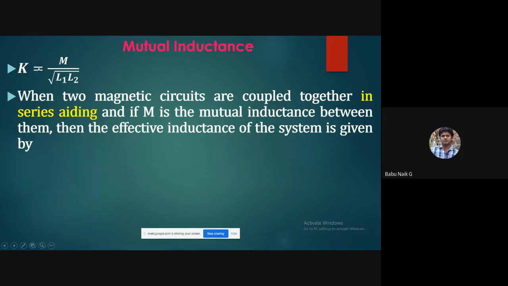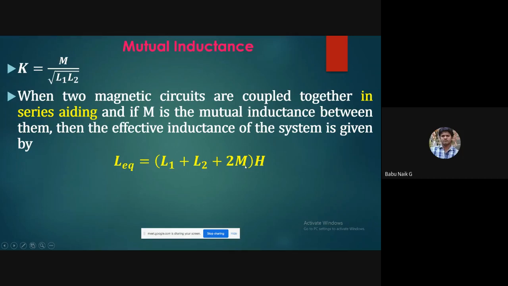Okay, when two magnetic circuits are coupled together in series aiding, and if M is the mutual inductance between them, then the effective inductance of the system is given by, so total L equivalent you can calculate here, L1 plus L2 plus 2M in Henry. So this is for series aiding. If the circuit is connected in series aiding, you can put this equation here. All this L1 and L2 together will add, and then the mutual inductance between the two circuits.